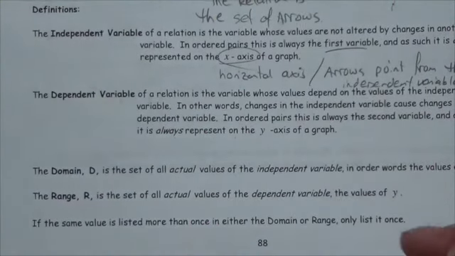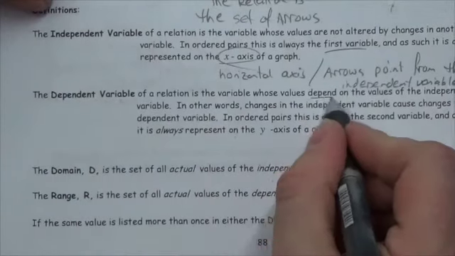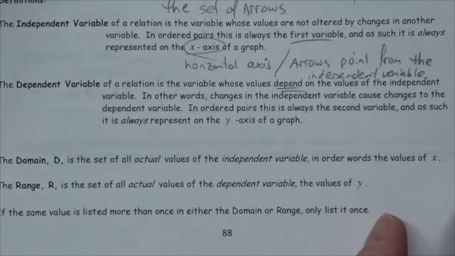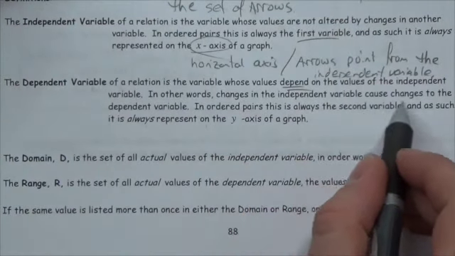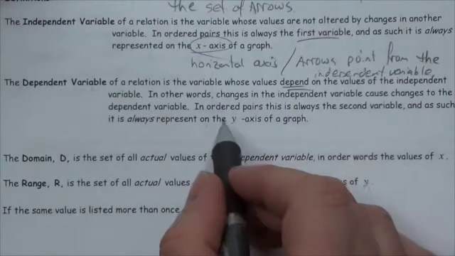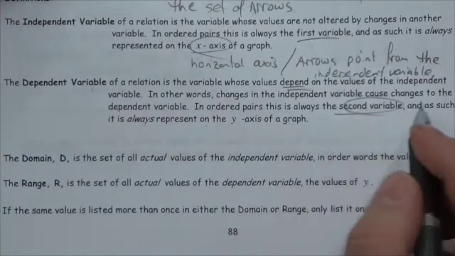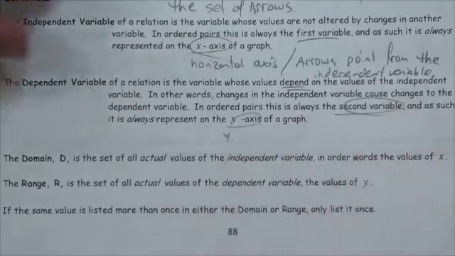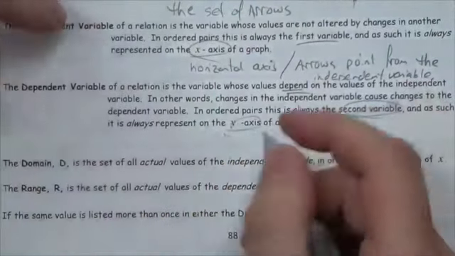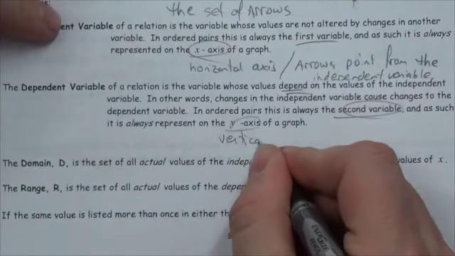There's really no other way to explain that. That's why we choose the words dependent and independent. In other words, changes in the independent variable cause changes to the dependent variable. In ordered pairs, it's always the second variable. It's on the y-axis, or maybe what we should say here is the vertical axis.